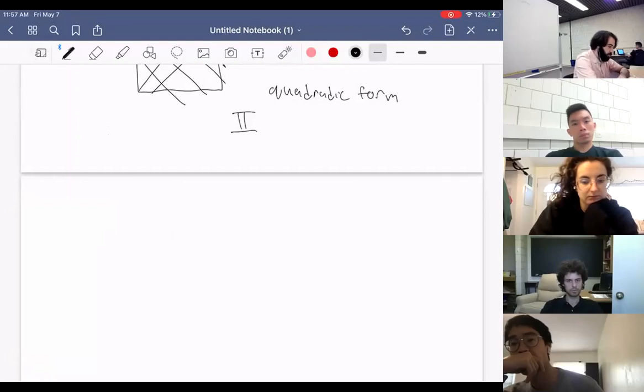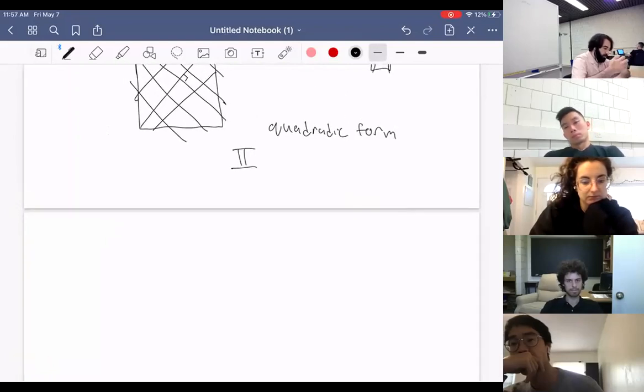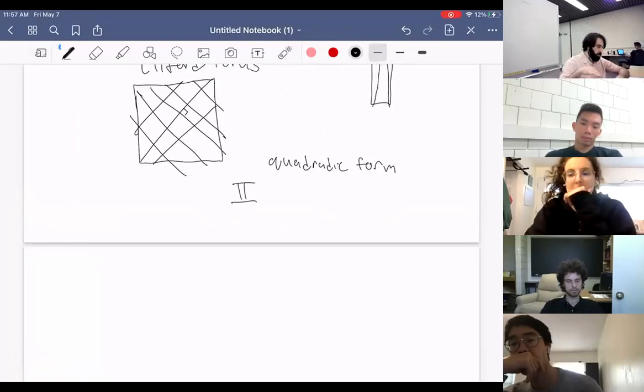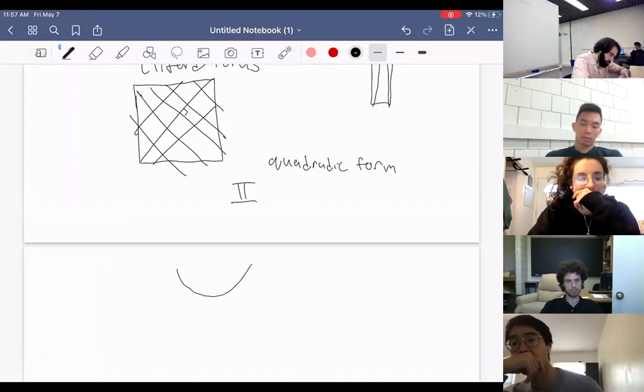The graph of a quadratic form is going to be some saddle. I mean, it could be a parabola or a saddle, but I'm going to draw a saddle because that's the answer. And I'll show that.